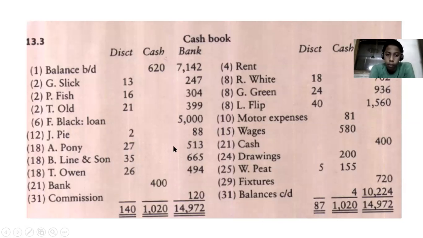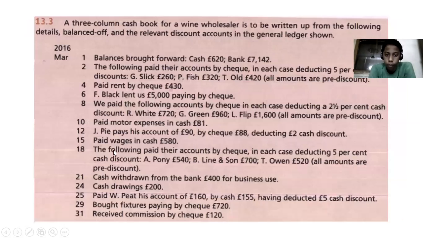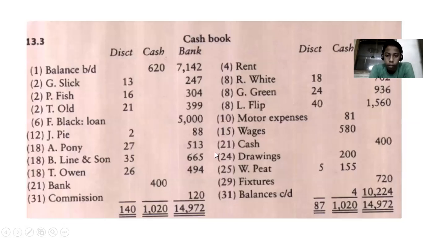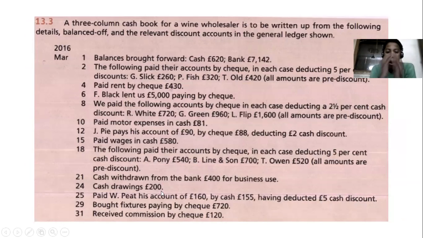How can you cross check? You can just add 27 plus 5 and 13, and you will get the amount of 540. And if you add 35 and 665, the total would be 700, like this. And the same thing with the other account. Okay, clear?